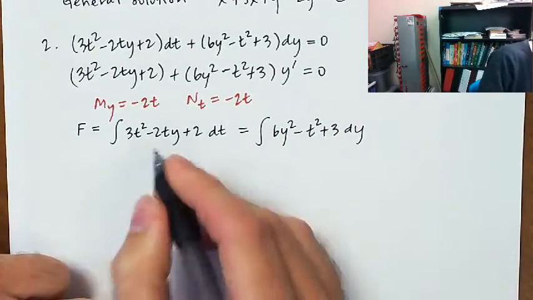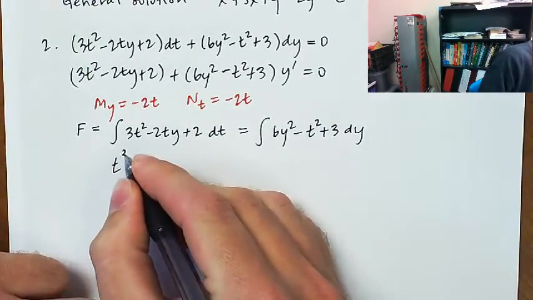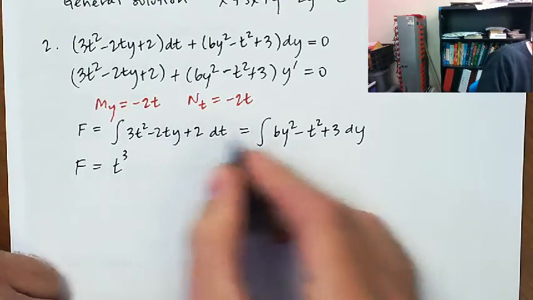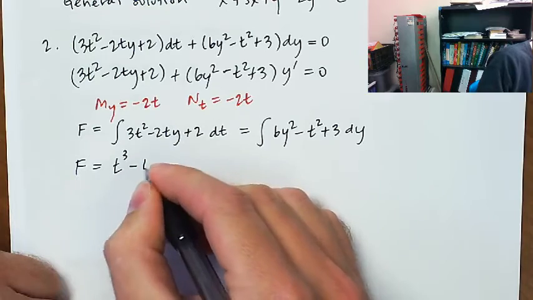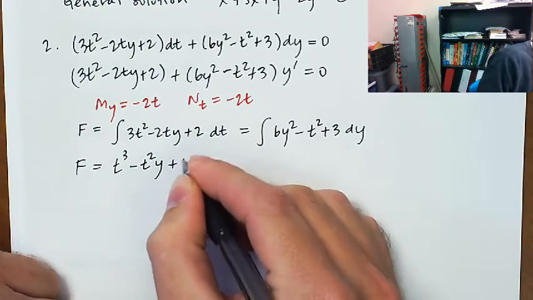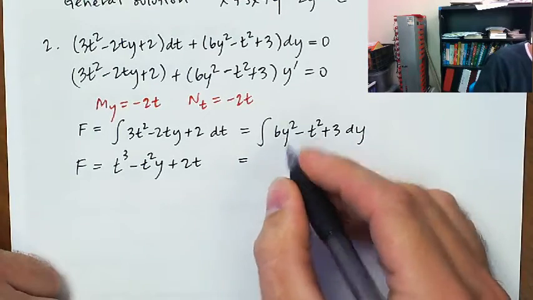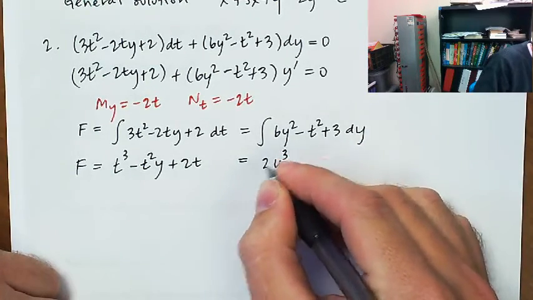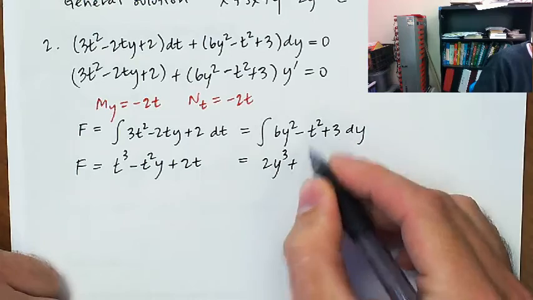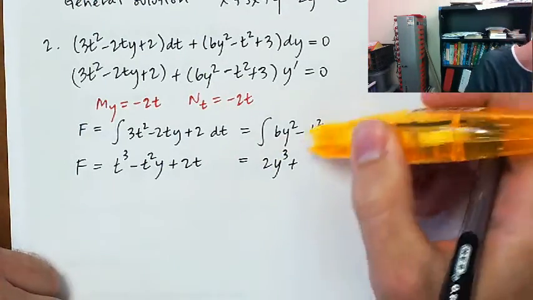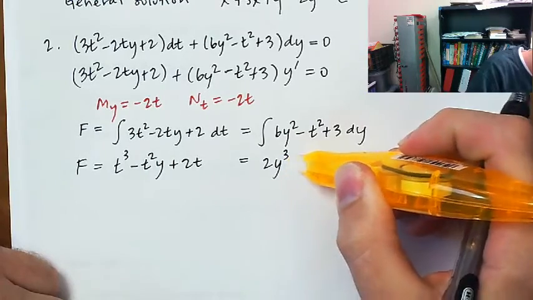We're going to do a little anti-differentiation. With respect to t, this will be t cubed, minus t squared y, plus 2t. And this will also equal, with respect to y, I'll add 1 to the power and divide by the new power. Minus t squared is a constant with respect to y, so I'll have negative t squared y.